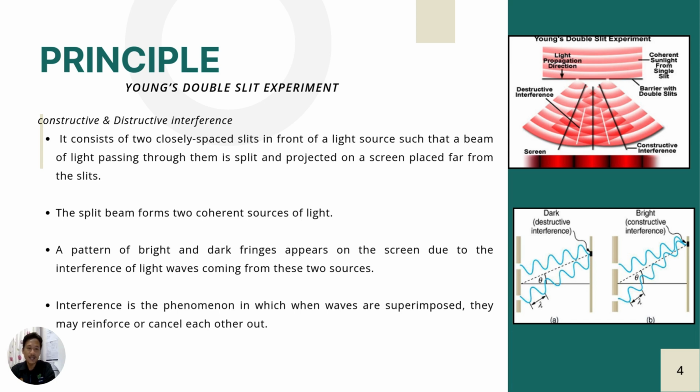A pattern of bright and dark fringes appears on the screen due to the interference of light waves coming from these two sources. Interference is the phenomenon in which waves are superimposed and they reinforce or cancel each other.